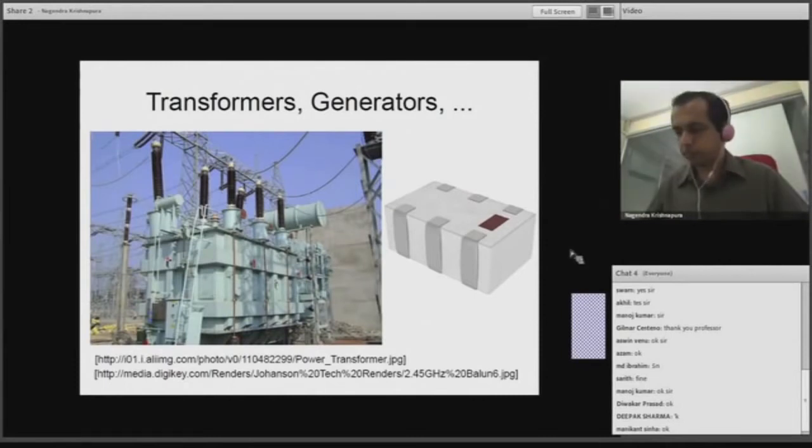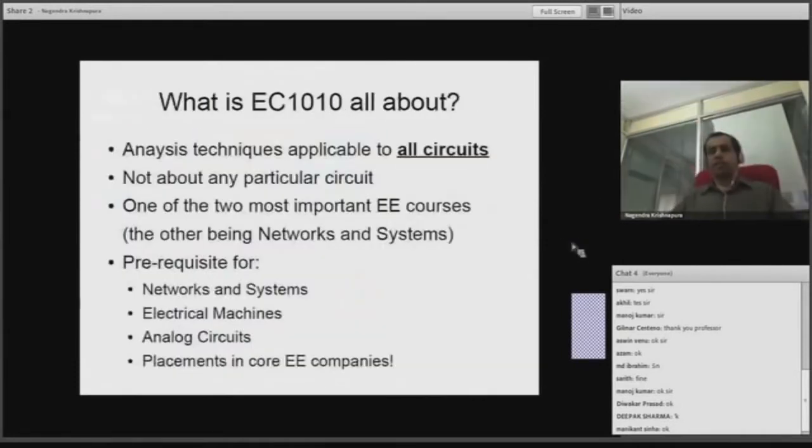So as I said, this course is about analysis techniques applicable to all circuits, and it's not about any particular circuit. And it turns out that if you look at the electrical engineering curriculum in any university, this is one of the most important courses, mainly because it lays a foundation for a number of courses that you will encounter, such as networks and systems, where you will analyze circuits using more advanced techniques such as Laplace transforms.